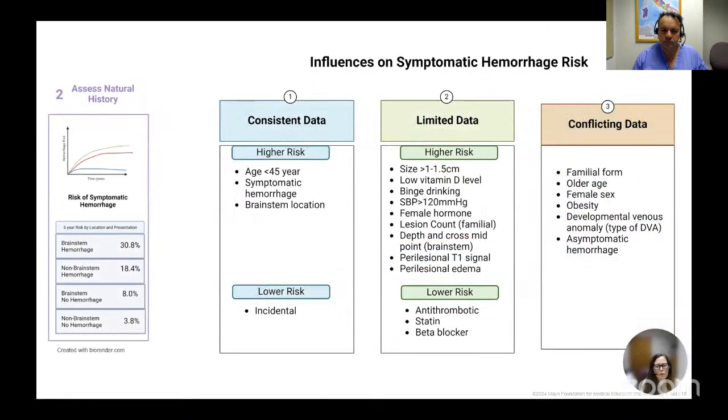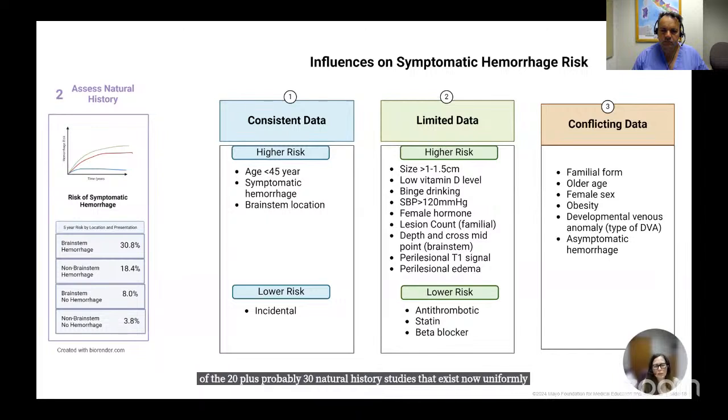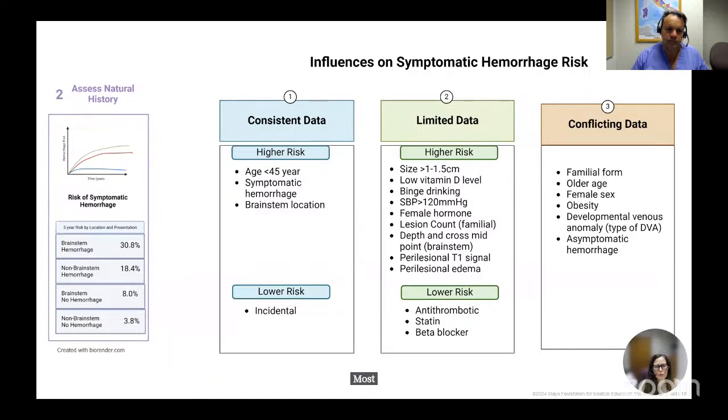Uniformly, of the 20 plus, probably 30 natural history studies that exist now, there are consistent risk factors: age less than 45, symptomatic hemorrhage at presentation, and brainstem location. Most studies suggest that those are true. There are smaller studies and limited data that show a number of other features, both clinical and radiographic, that might change the risk of hemorrhage. And then there is some conflicting data.